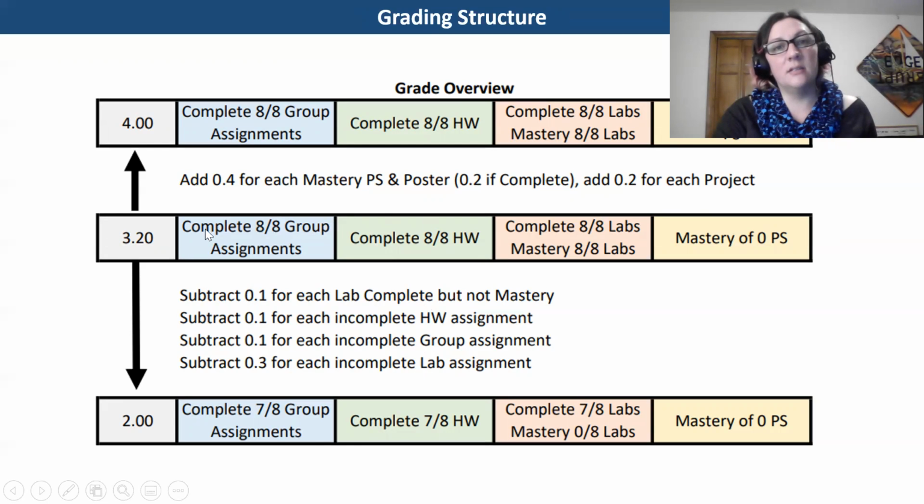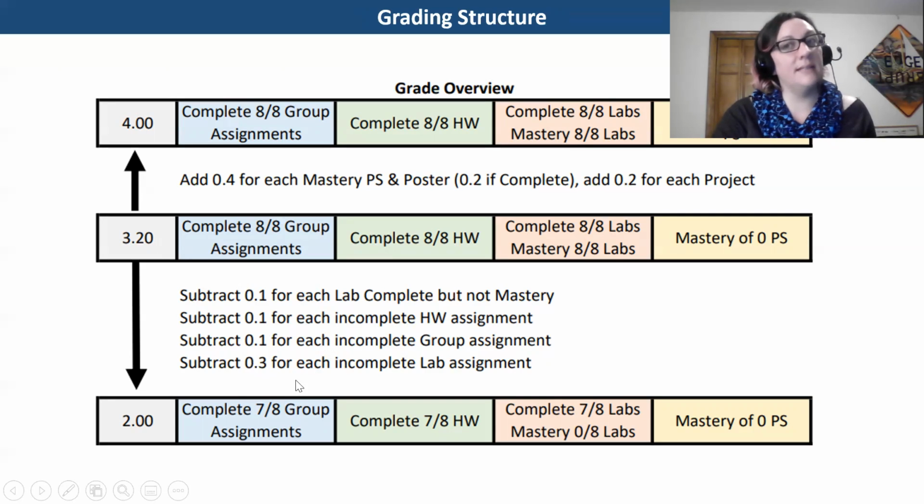And for things that don't get completed or aren't mastery, then your grade comes down from that 3.2. So like if you complete a lab, but you don't have the time to revise it to that mastery level, you'll subtract 0.1 from your 3.2 GPA. So you'll get a 3.1 now. And let's say you have a rough week and you don't complete a homework assignment. Well, now you subtract a 0.1. So now it's a 3.0, right? If you miss a group assignment, it's minus 0.1.